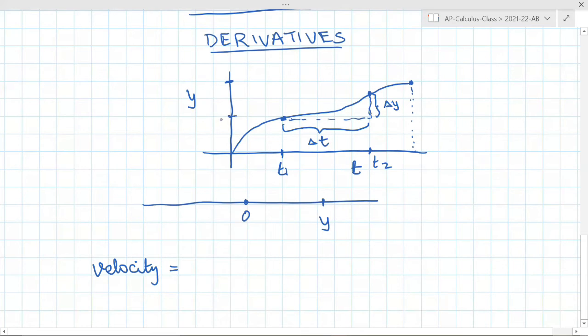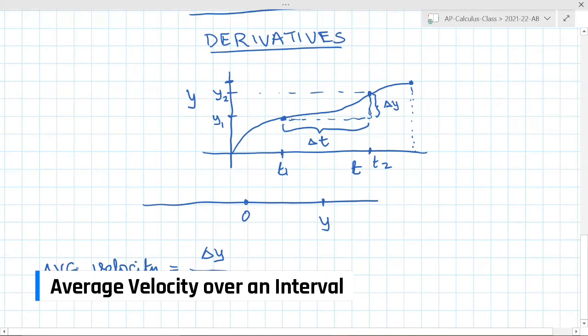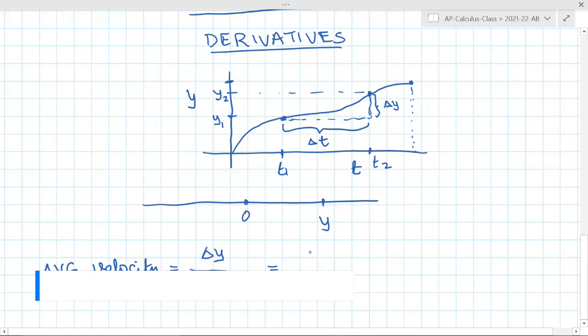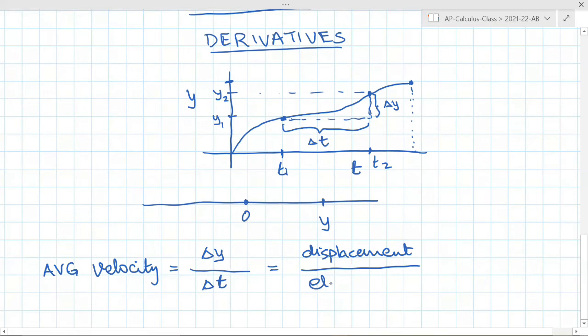And if this is y1 and that is y2, then y2 minus y1 is the delta y. So velocity for this interval is delta y over delta t. But this is the average velocity. Okay, it's the average over the interval total. This is the displacement and elapsed time.